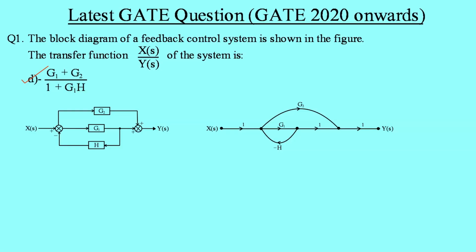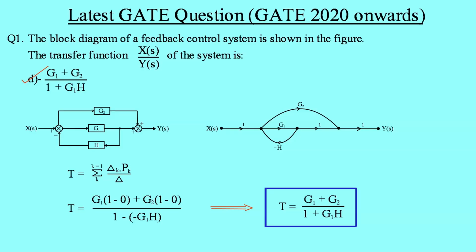So I have converted this block diagram into signal flow graph, but obviously you can solve this diagram by using different rules which we have studied in the block diagrams. Afterwards, you have to simply apply the Mason's gain formula and can find the transfer function.